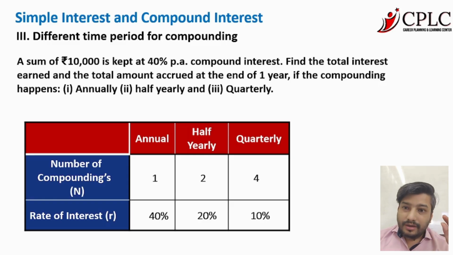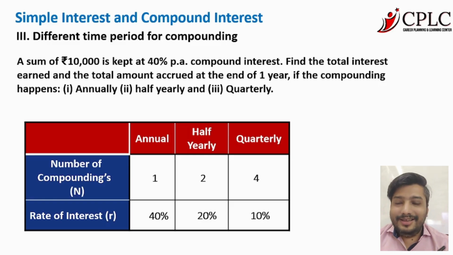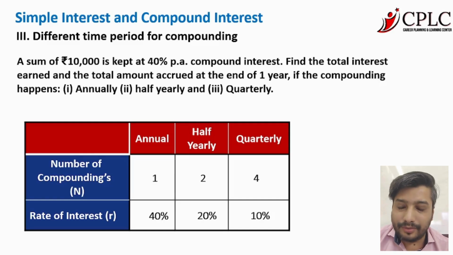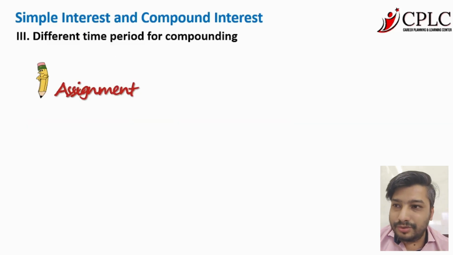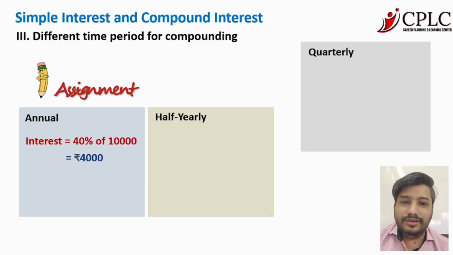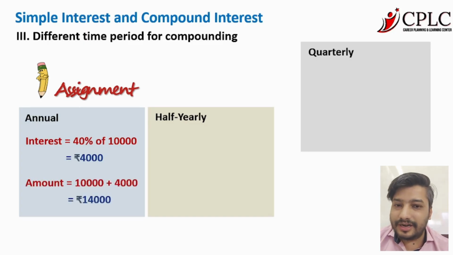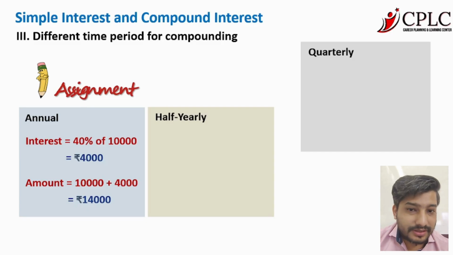Now the only thing that is left for us is to calculate for every scenario the answers that they are looking for, that is total interest and total amount. So let's do the first one, the easiest one. Compounding happens only once, so simply we have to do 40% of 10,000, which gives us 4,000 rupees as the interest, and then amount is principal plus interest, so that becomes 14,000 rupees.